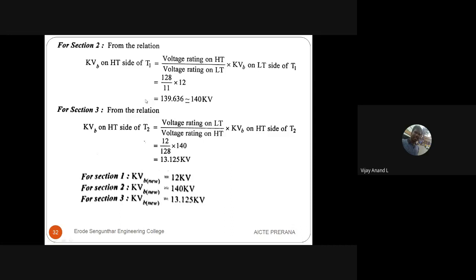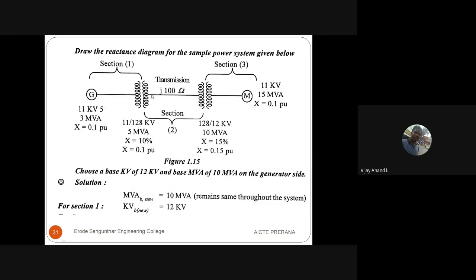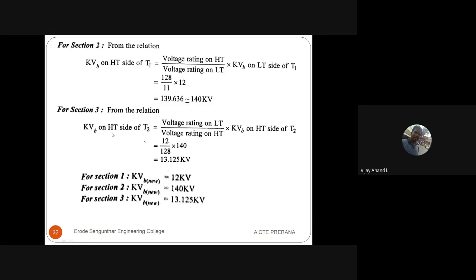Okay, next we go for section 3. So section 3 is nothing but the other side of a transformer. So kV_B on the HT side of transformer 2, as we did for transformer 1. So we have to go for transformer 2. The same formula applies here for transformer 2. kV_B on LT side of transformer 2 is equal to voltage rating on the LT side divided by voltage rating on the HT side into kV_B on HT side of T2.